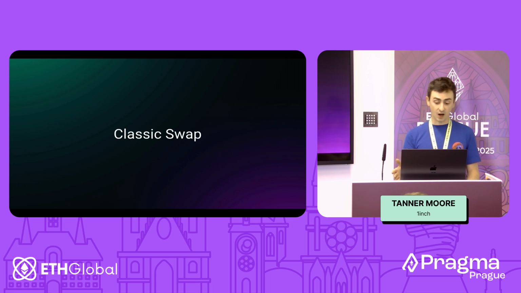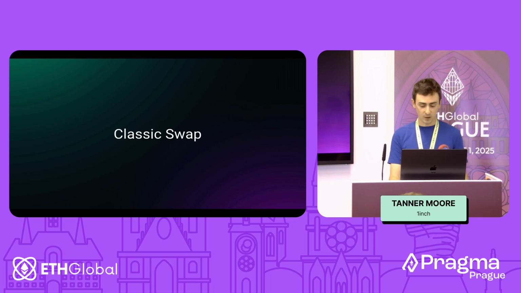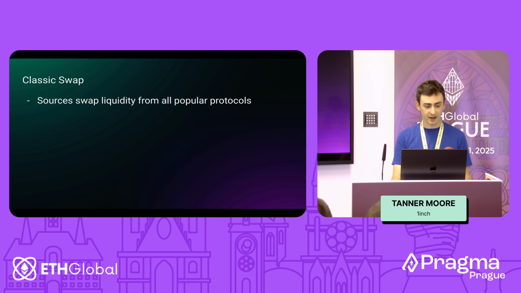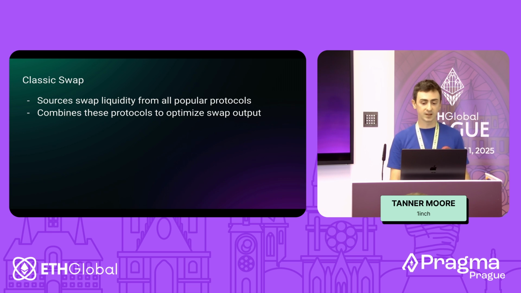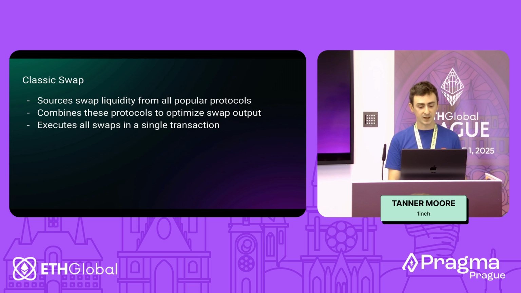So let's jump in and talk about Classic Swap. This is what most people know us for. If they know about us at all, it will probably be for Classic Swap, otherwise known as our aggregator. And what this does is it sources swap liquidity from all popular protocols. It combines these protocols to optimize the swap output for the user, and then it executes all of those swaps in a single transaction.